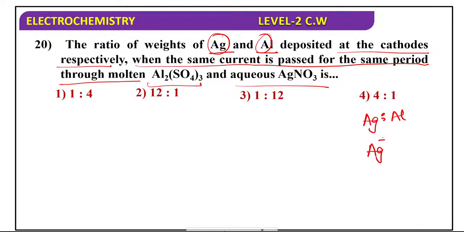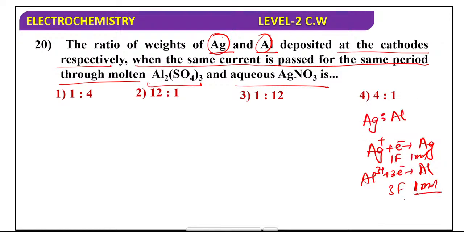You can see silver will gain 1 electron, then aluminium will gain 3 electrons. Same current is passed for the same period. Tell me, 1 Faraday will give 1 mole, 3 Faraday will give 1 mole. 12 is to 1.